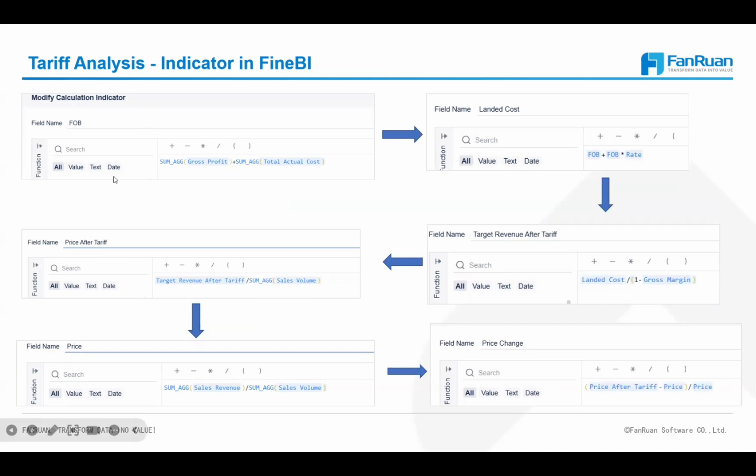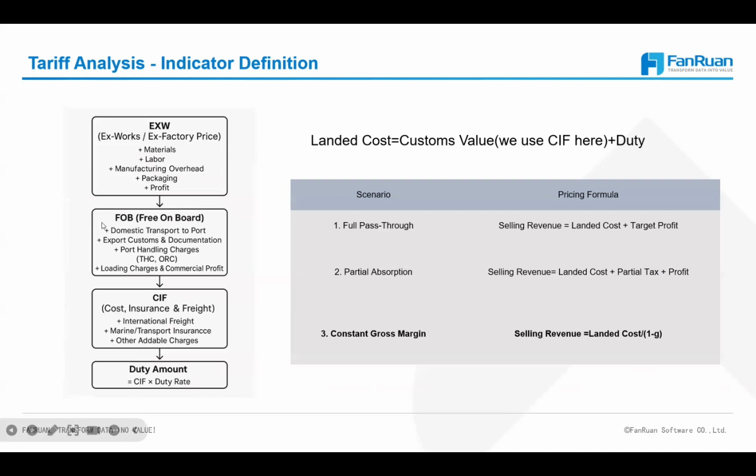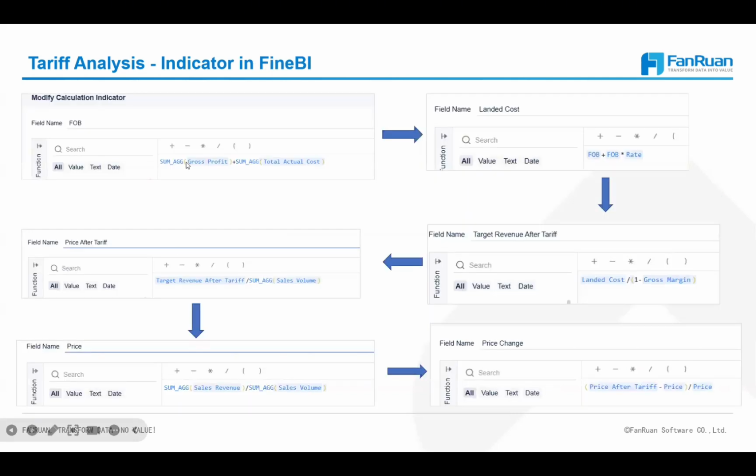Firstly, I will calculate the free on board value. I'm going to substitute it by the actual cost we have and the gross profit that we expect. So this is FOB, and then we will calculate the landed cost. The landed cost will be the free on board value plus the duty. The duty is free on board multiplied by the rate. So let's first do these two steps in FineBI.